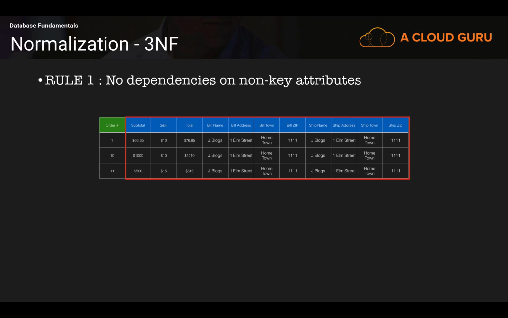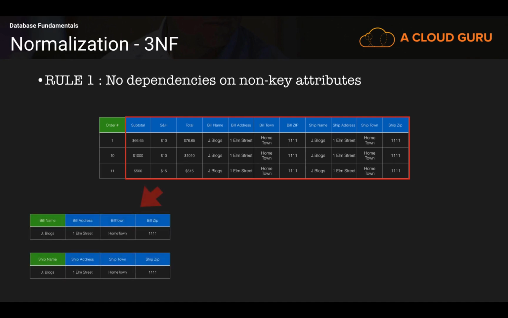To fix this, I migrate the non-key dependencies out of the table. Now there are a few ways to do this. The first is to follow third normal form exactly. We know that bill address, bill town, and bill zip depend on the bill name value. So an option is to make a billing table. Then we can adjust the original order table by removing the non-dependent field, like so.